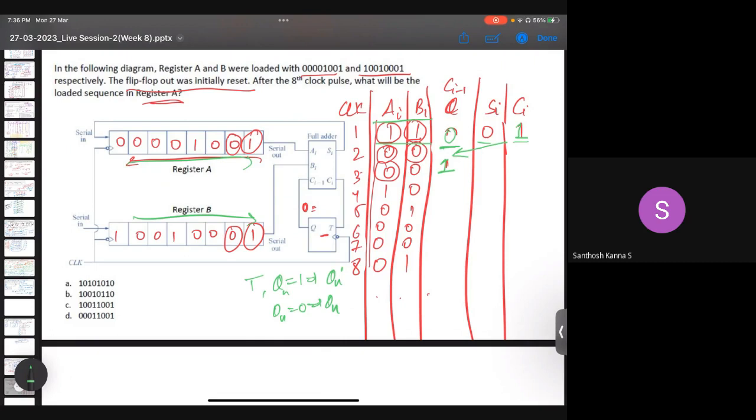Okay, so now I'll just do 0, 0, 1. So sum will be 1, carry will be 0. Now the toggling will happen since the previous carry state is 1. So this 0 will get converted to 1. Is it fine now? This step is quite important. If you don't understand this step, you will not understand the whole question. Is it clear now?